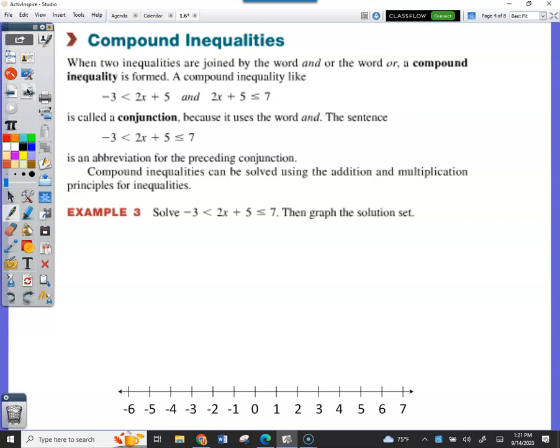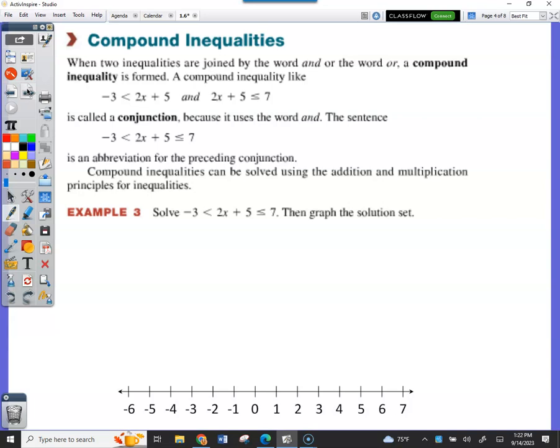If I said pick a number less than 5 and greater than 0, there is a number that you can pick, right? Less than 5, greater than 0. There's several numbers in there. So this is where we're going.